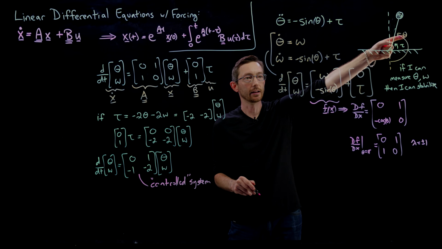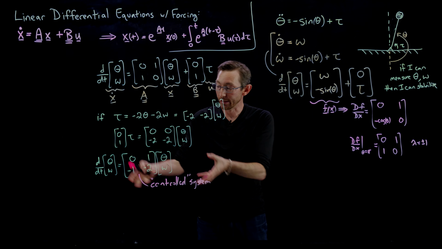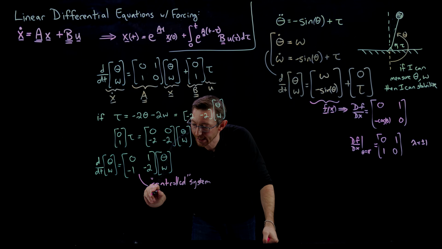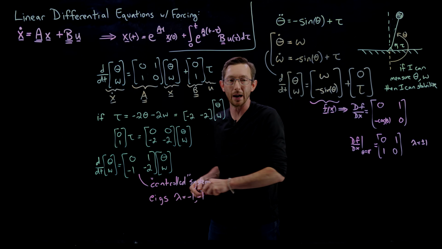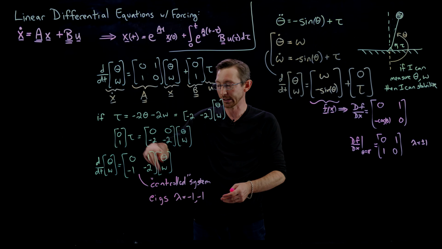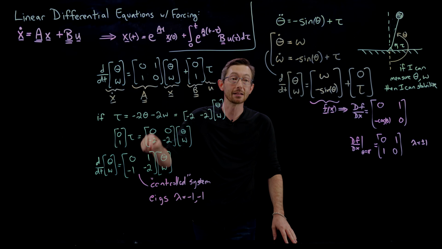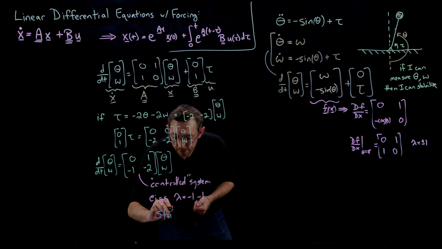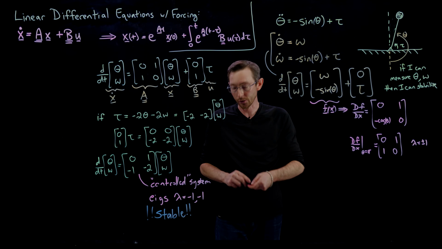So if I measured theta and theta dot, and I fed that back into tau in this exact way, then this is my closed loop controlled system. And you can verify that this has eigenvalues lambda equals -1 and -1. So you should fire up Python or MATLAB, or do this by hand, and just really quickly convince yourself that this has eigenvalues -1 and -1. And so this system is stable. That's maybe the most important part: our controlled system is stable. We have stabilized our control system.